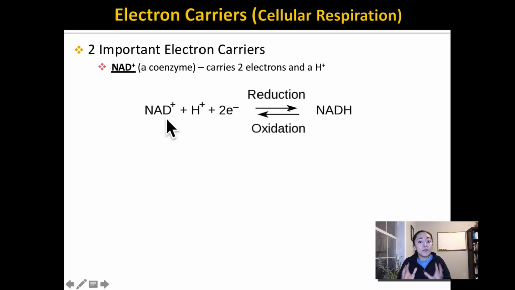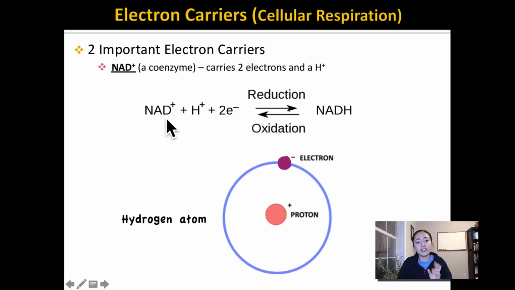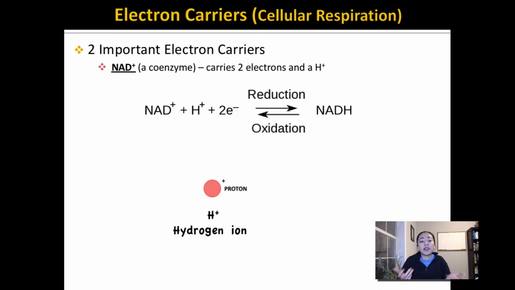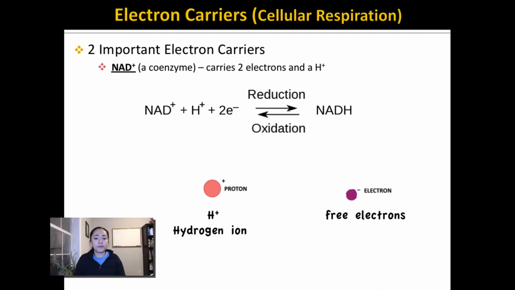Side note, remember that hydrogen atoms consist of a single proton and a single electron. If I remove the electron from a hydrogen atom, then I'm left with a single proton, which we call a hydrogen ion because it has a positive charge, and I'm left with a free electron.